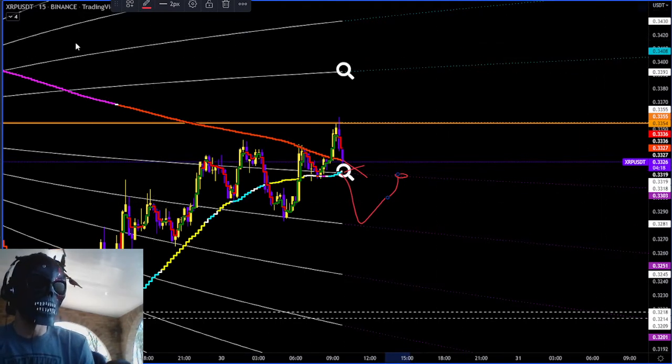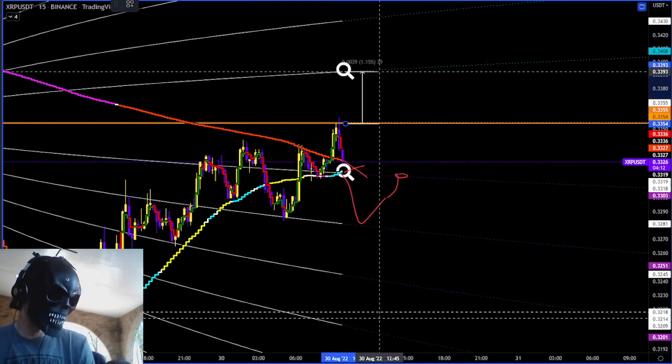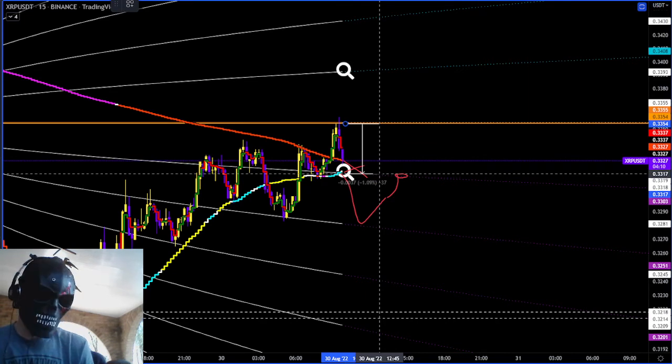So I hope this was helpful. I wish you guys a good day further, and the general range to the upside from our daily VRE level is 1.1 and general targets to the downside is 1.9.